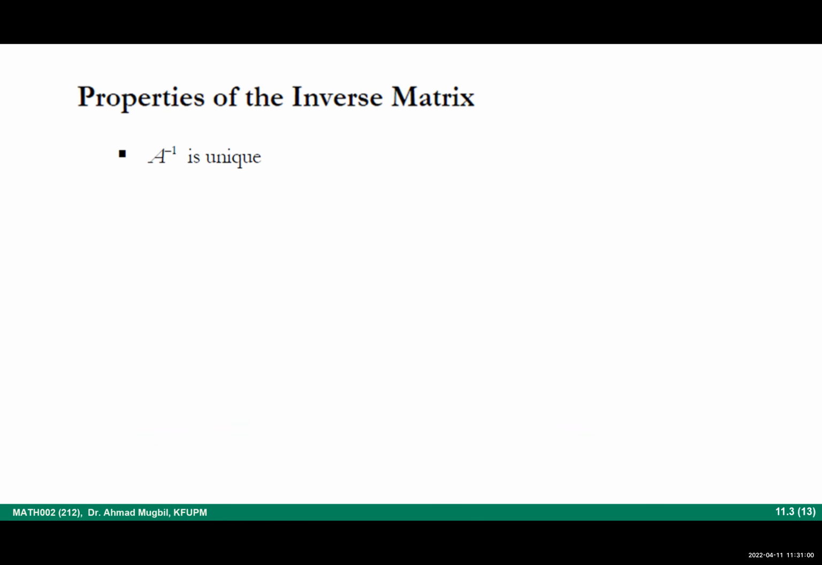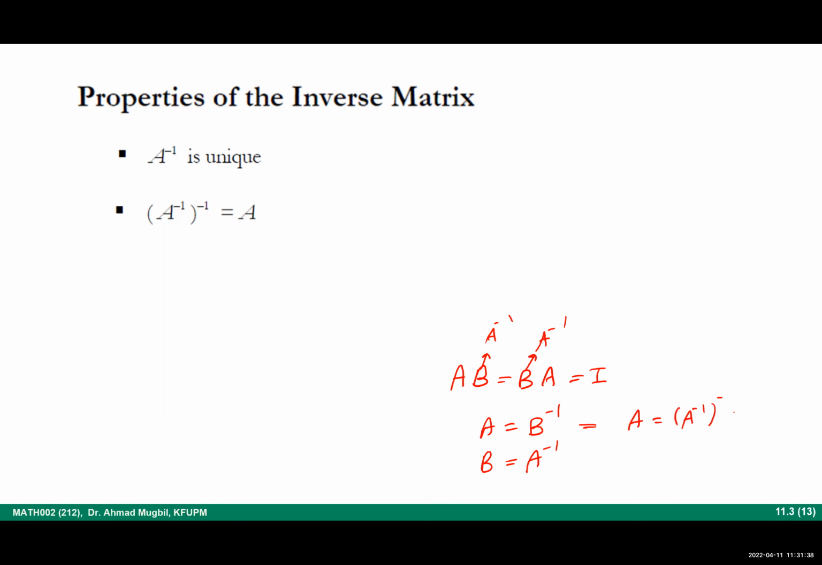Let's now mention some properties of the inverse of a matrix. The inverse is unique. What is that? It means that if you have a matrix, it has only one inverse. There is no more than one inverse. The inverse of the inverse is the matrix itself. And this is, of course, clear, because if you have A times B equals B times A equals the identity, then A is the inverse of B, and B is the inverse of A. So think about A here, but put its inverse. So here you are, it will be A equals the inverse of A inverse. So the inverse of the inverse is the matrix itself.